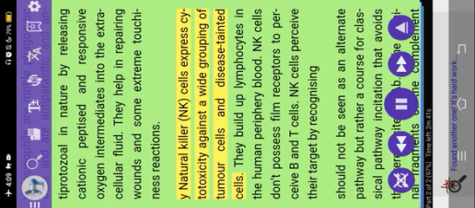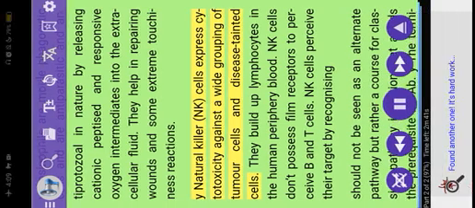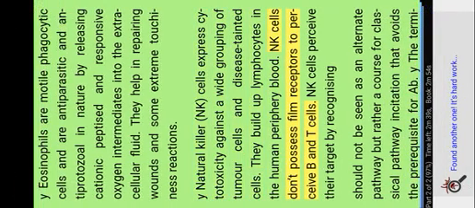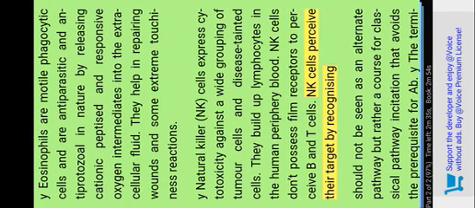Natural killer NK cells express cytotoxicity against a wide variety of tumor cells and virus-infected cells. They make up lymphocytes in the human peripheral blood. NK cells don't possess membrane receptors to recognize B and T cells. NK cells recognize their target by recognizing.